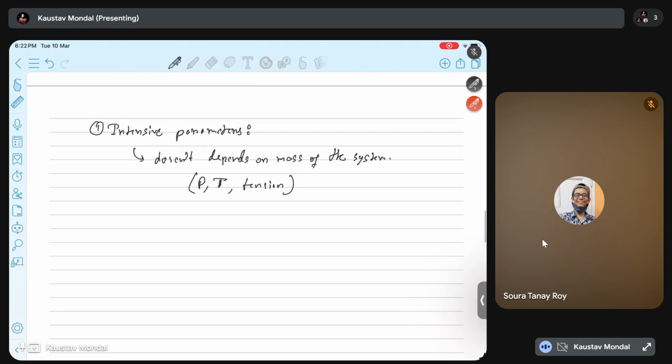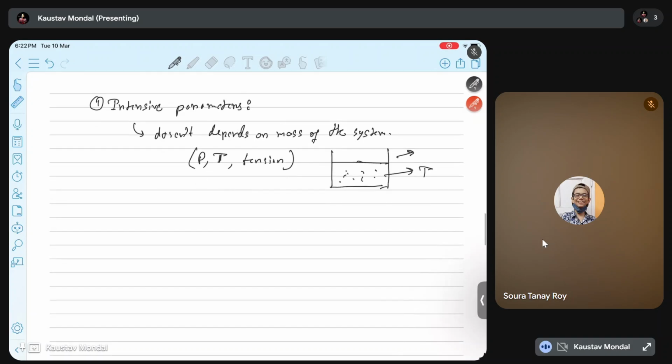So if there is a container with a certain amount of gas at a particular temperature, let's suppose T, and you remove some gas from the container, the temperature will not change, right? Temperature will remain fixed. Similarly for pressure, if you remove some gas, the pressure will not change. So it doesn't depend upon the mass of the system. That's why these are known as intensive properties or intensive parameters.